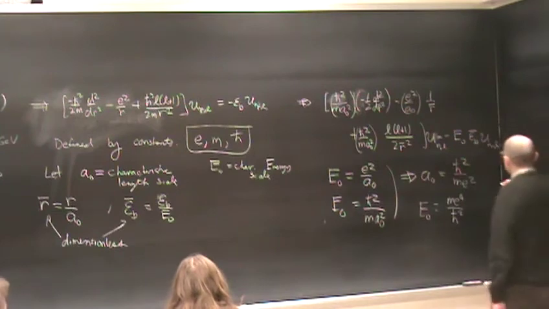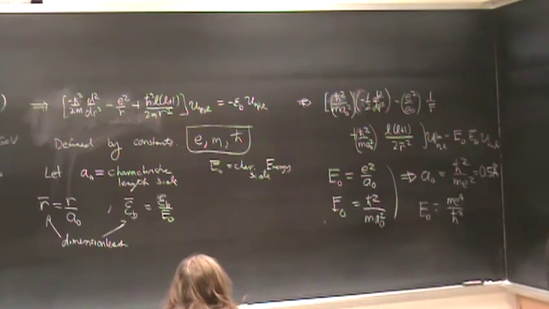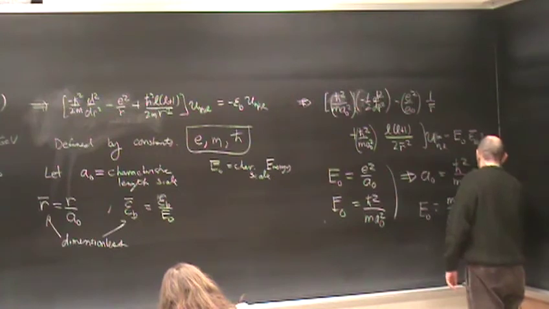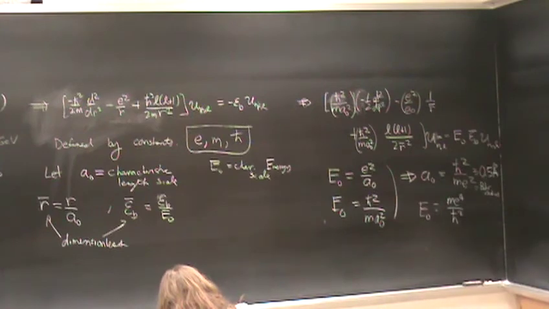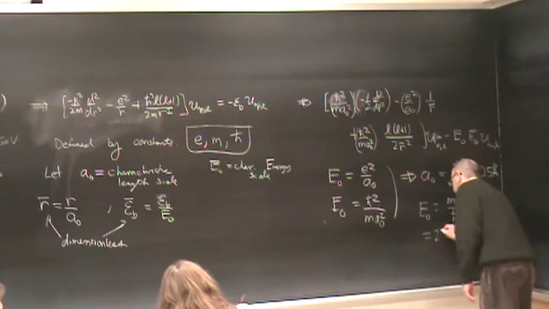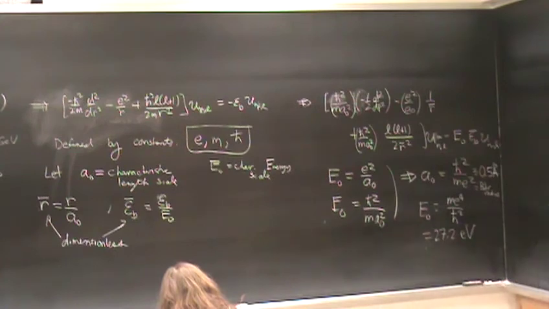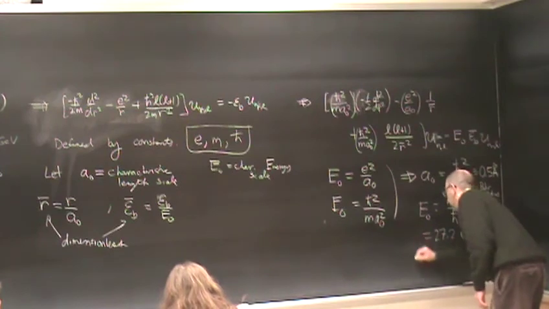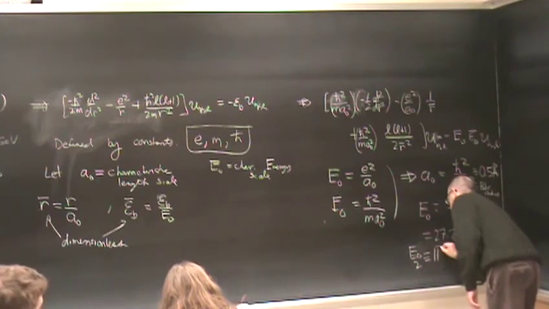And what is this? This is equal to about half an angstrom, approximately. It's the Bohr radius. This energy is 27.2 electron volts. We also define, if we define E naught over 2, as the Rydberg.